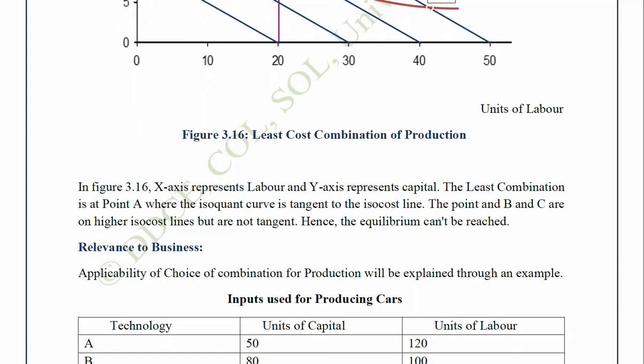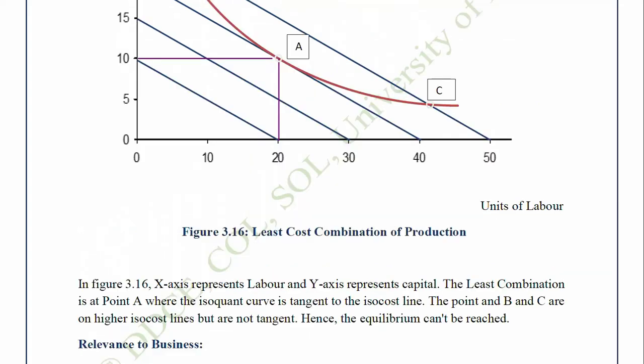In figure 3.16, the x-axis represents labor and the y-axis represents capital. The least cost combination is at point A, where the isoquant curve is tangent to the iso-cost line. The points B and C are on higher iso-cost lines but are not tangent. Hence, the equilibrium cannot be reached.